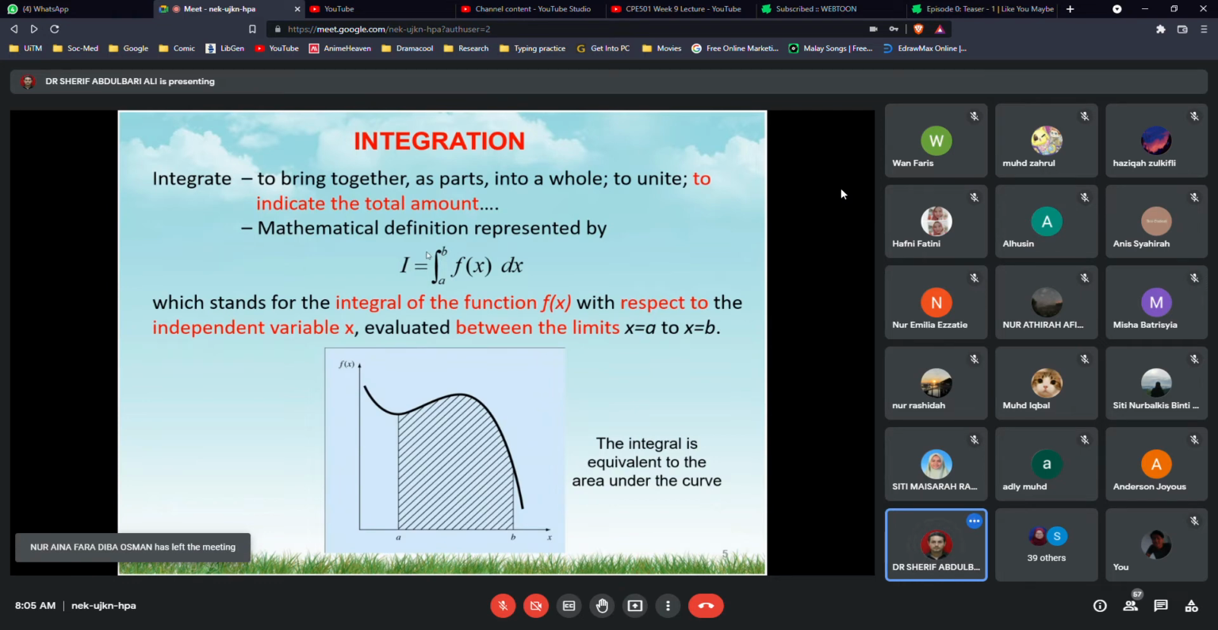So in a graphic way, what you want to do here is, if these are my limits from a to b, and this curve here represents my function, I need to calculate the area between a and b under the curve.